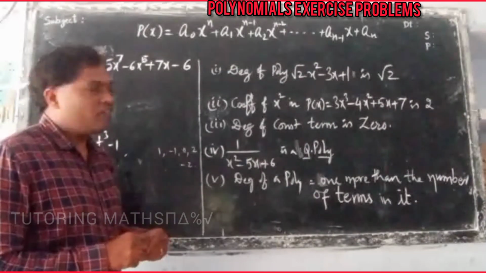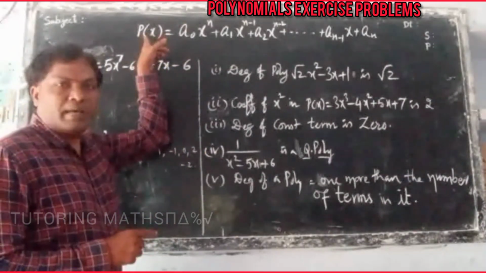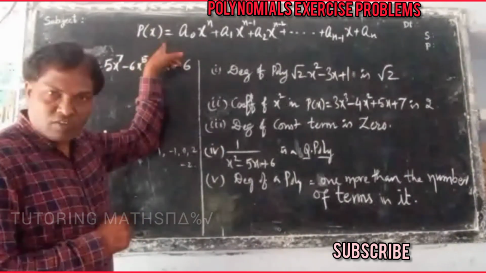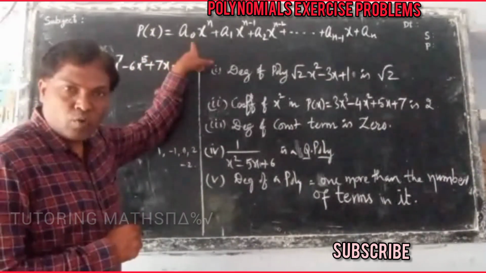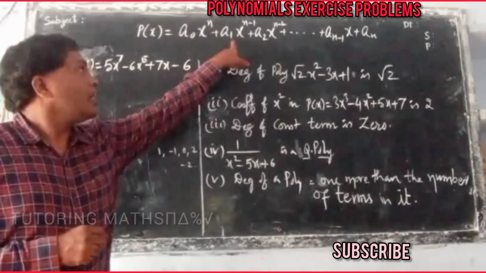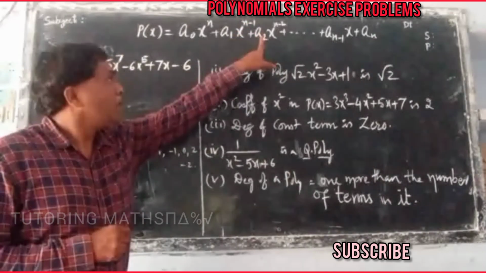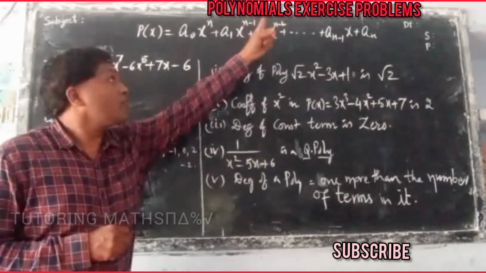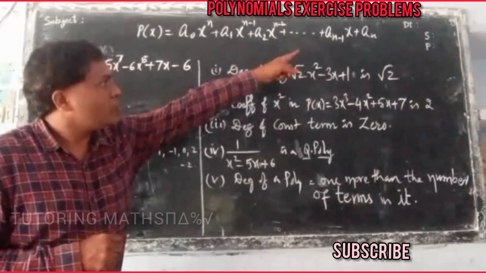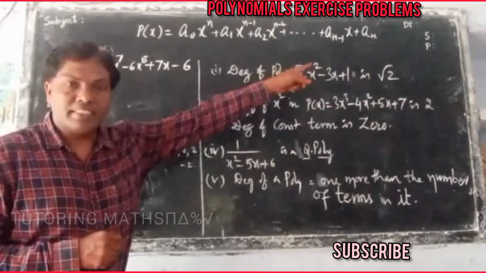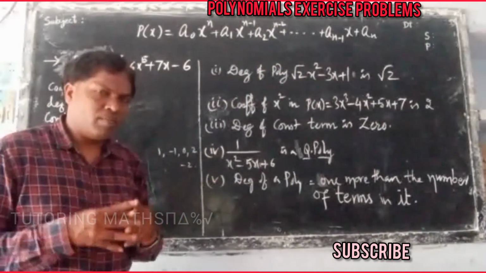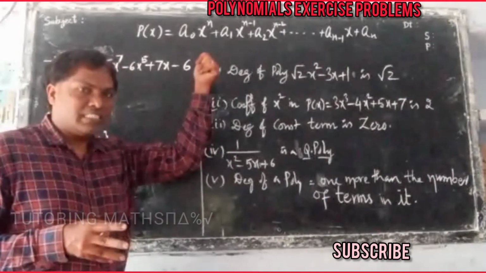Already we have discussed some concepts in polynomials, and in today's class, what is the standard form of a polynomial? For example, if p of x is a polynomial, then p of x is equal to a0 x to the power of n plus a1 x to the power of n minus 1 plus a2 x to the power of n minus 2 plus and so on, an minus 1 x plus an. So this is the standard form of a polynomial. Let us discuss this standard form.